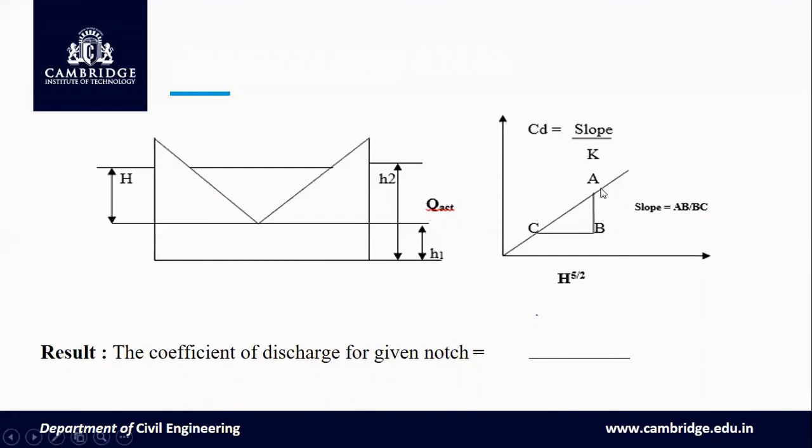Then you have to find the graphical solution. Plot the graph of H versus Q actual. After plotting the graph, you will get a linear straight line. From that line, take any 2 points and find the slope. That slope will be equal to AB by BC. After calculating the slope value, divide the slope by the K value, the constant we calculated in the previous step, and you will get your CD, the coefficient of discharge, graphically.